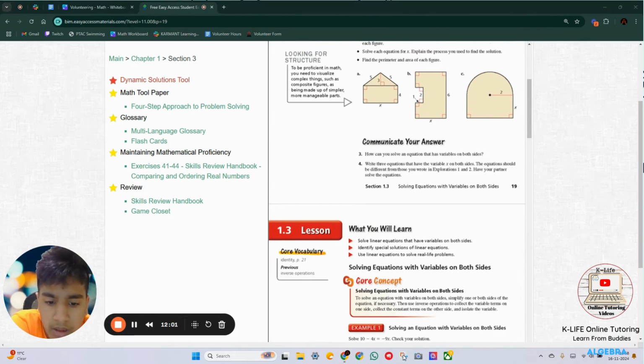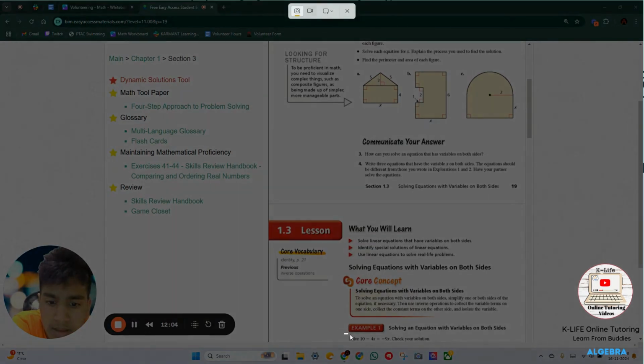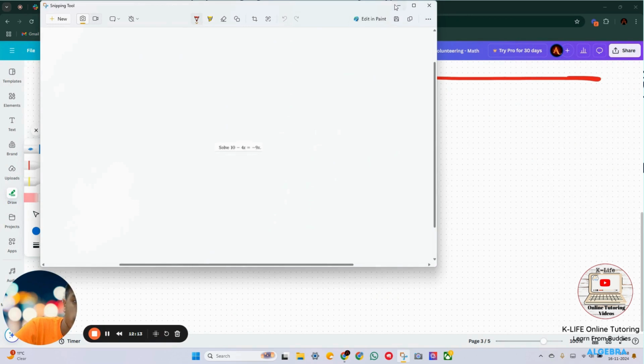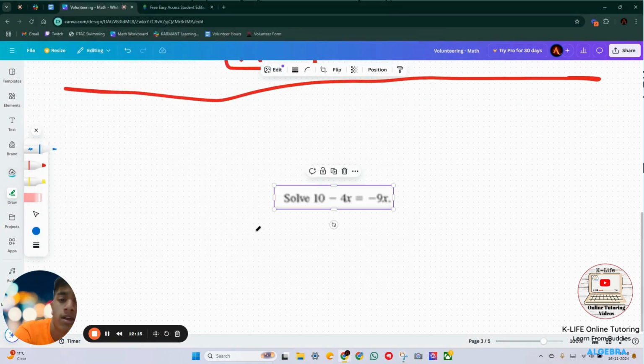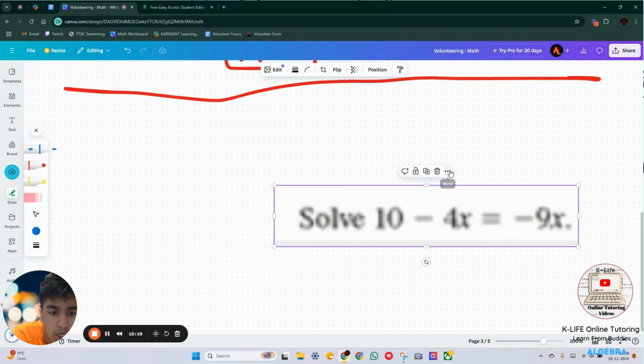Okay. So I'm just gonna take a snap of that with my snipping tool. I don't care about the check your solution. It's okay. We all can know how to check. Okay. Now, to make this bigger. Okay, you know what?